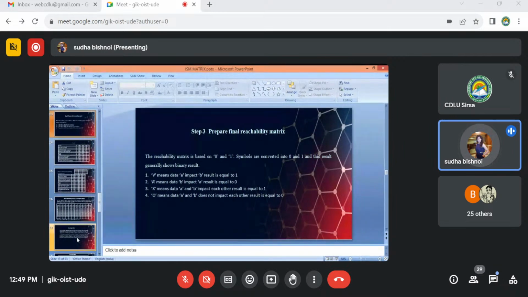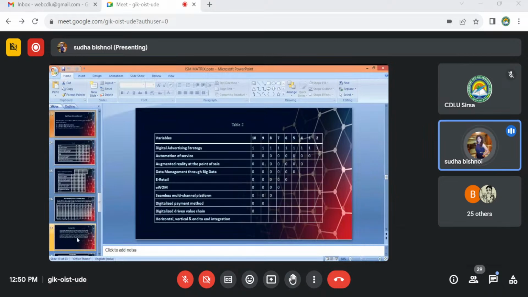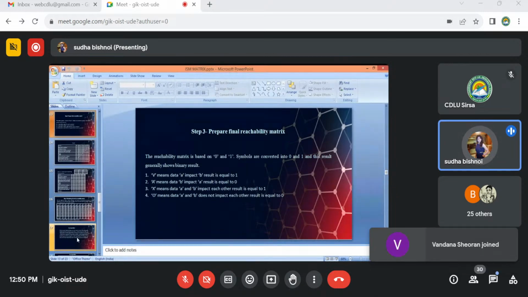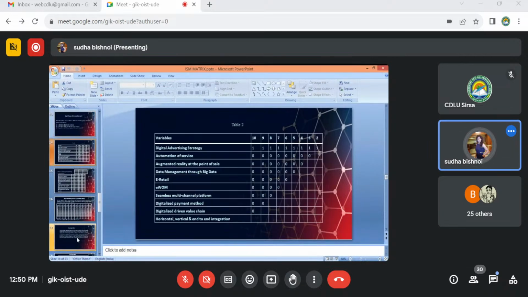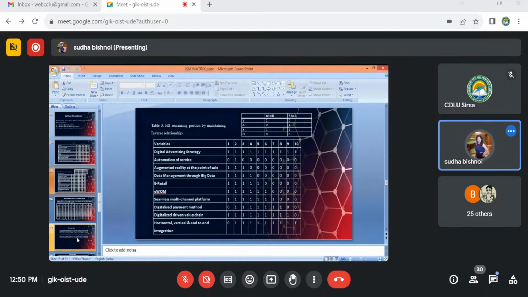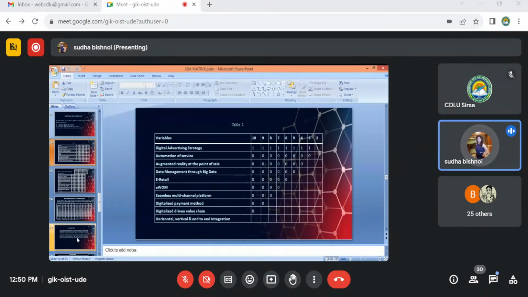Next, we prepare a reachability matrix. The reachability matrix is generally used to satisfy a formal specification expressed in temporal logic. It is done on 0 and 1 parameters, where V is shown as 1, A as 0, X as 1, and O as 0. So the results have been fed according to that. Next, the empty areas shown in the diagram are set accordingly.